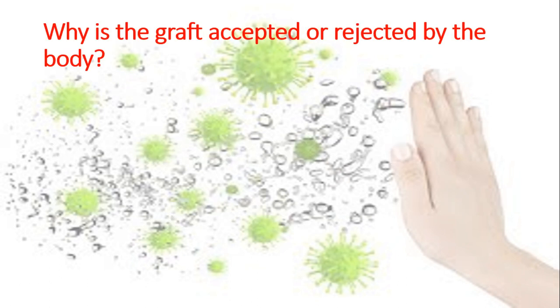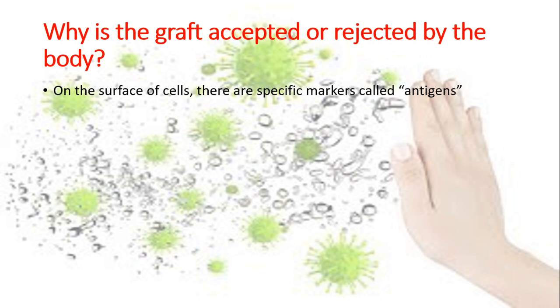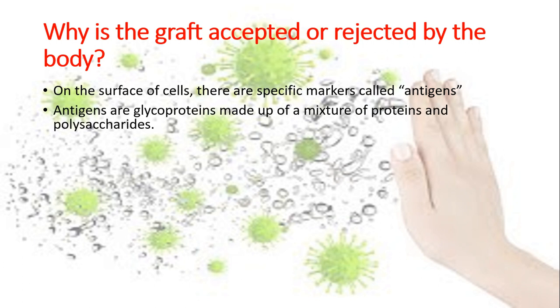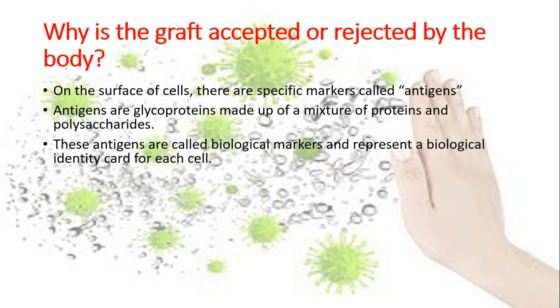But what makes the graft accepted and what allows it to be rejected by the body? To answer this question, we're supposed to know that on the surface of our cells we have specific markers which are known as antigens. These antigens are glycoproteins in nature. That is to mean they are made up of a mixture of proteins with a carbohydrate or a polysaccharide. These antigens actually form the biological markers. They represent the biological identity card for each cell.